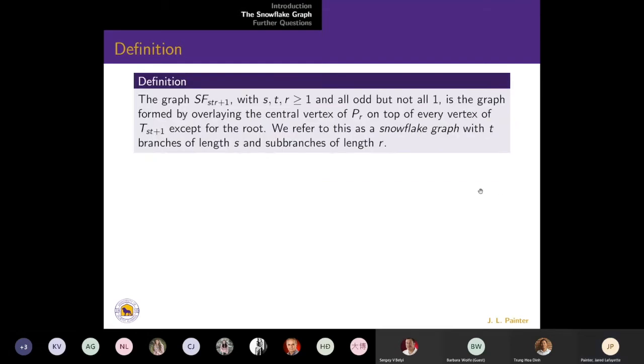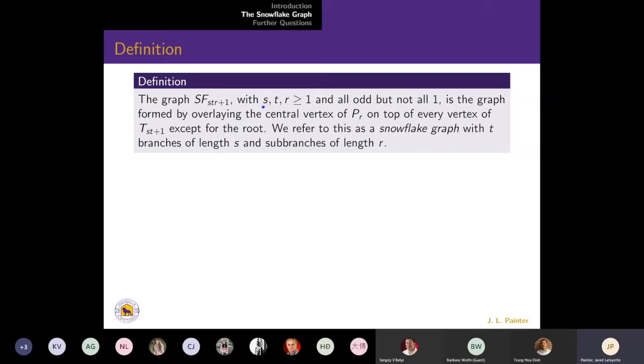So what is the snowflake graph? Well, basically what we did is we took our star-like tree, T_S,T+1, and we just added an extra layer of depth to it, if you will. So we're going to do this in such a way. Now I'm going to define this in the way I want it defined to prove my results.